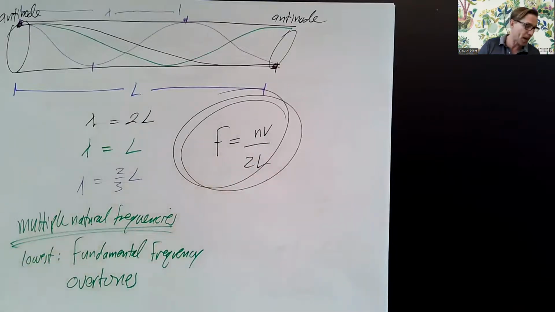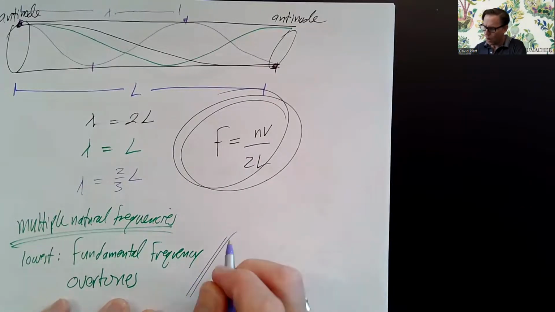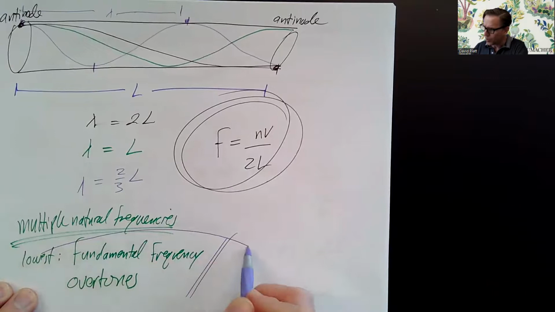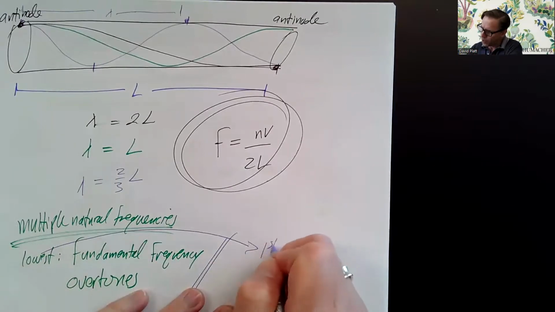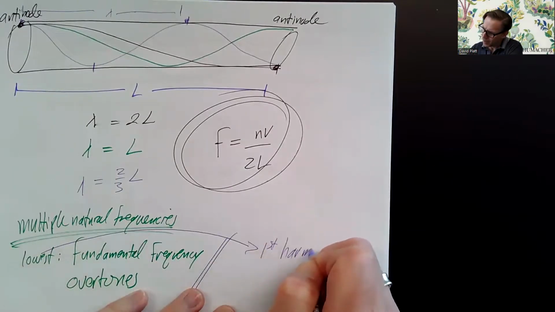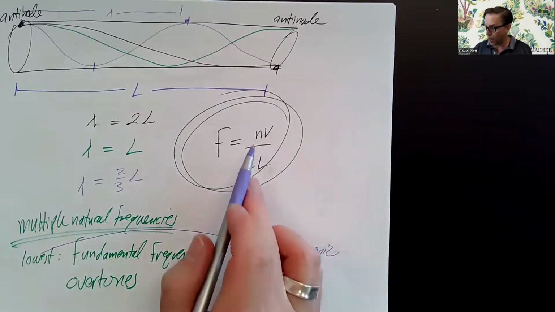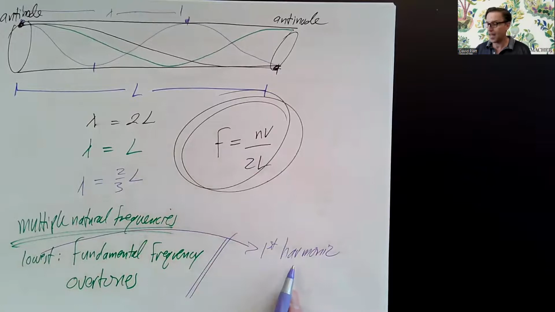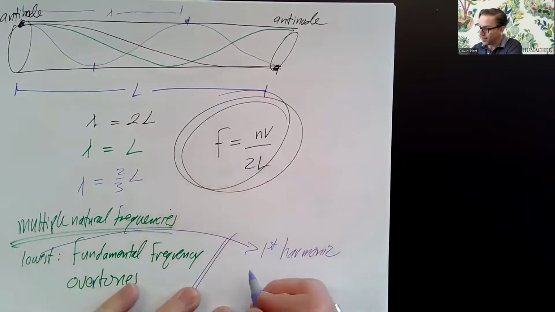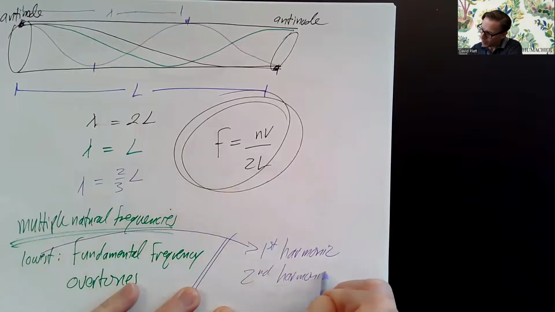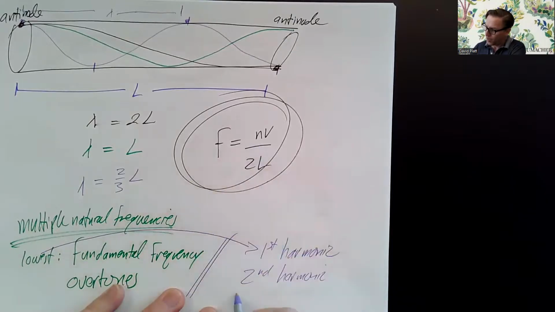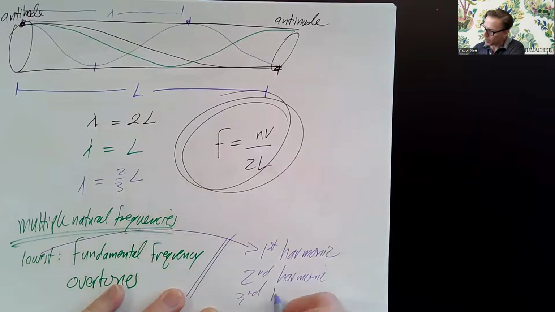Now there's an easier way of naming these things, because that's a little weird, where I call the lowest note the first harmonic. N equals one, first harmonic. N equals two, second harmonic. N equals three, third harmonic.